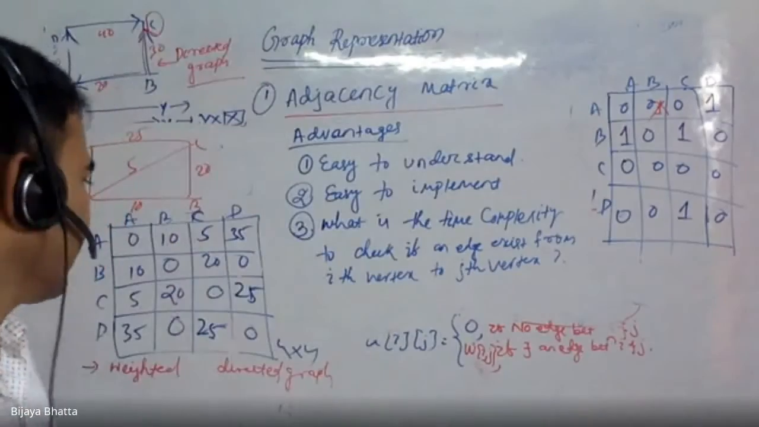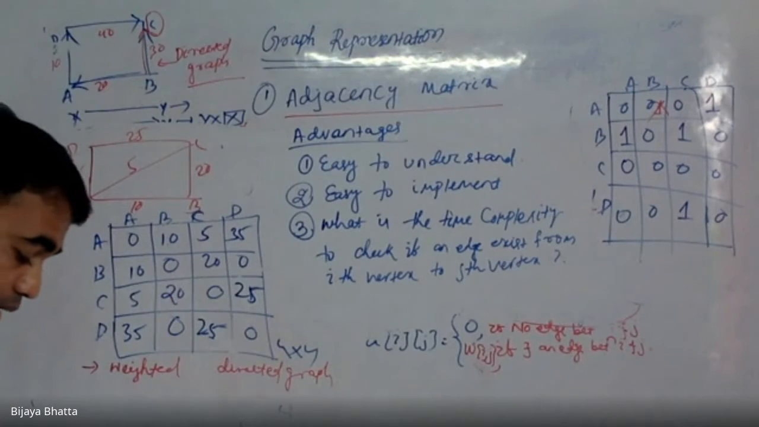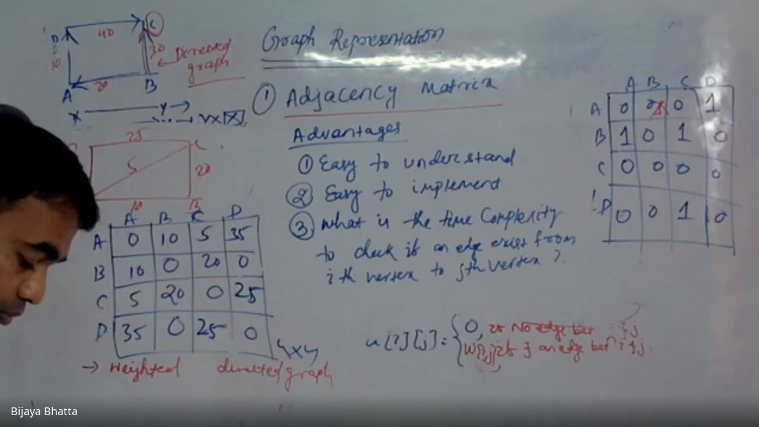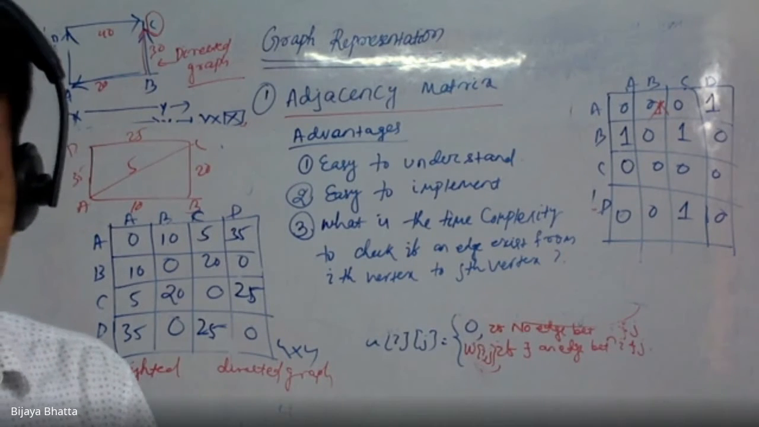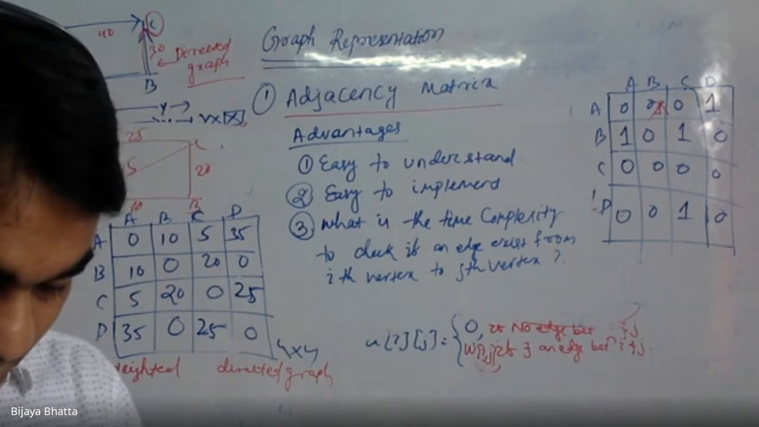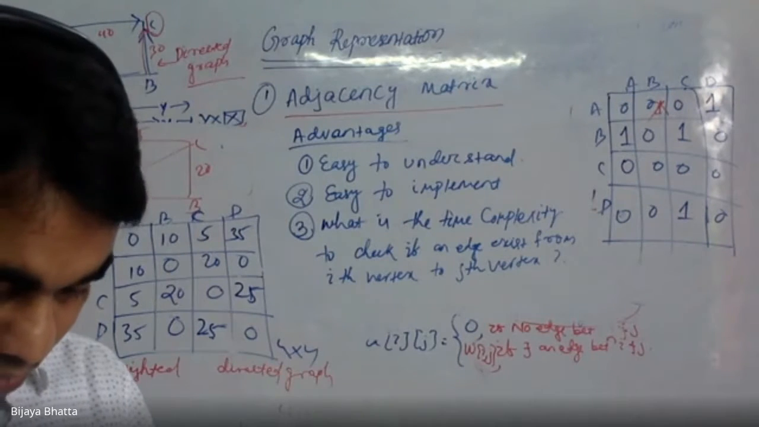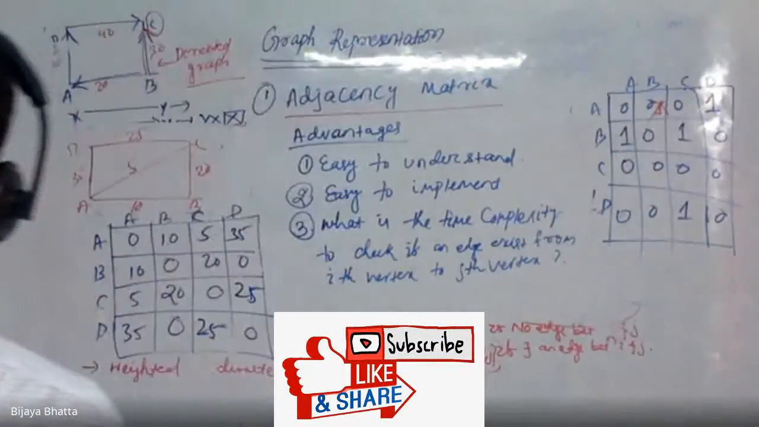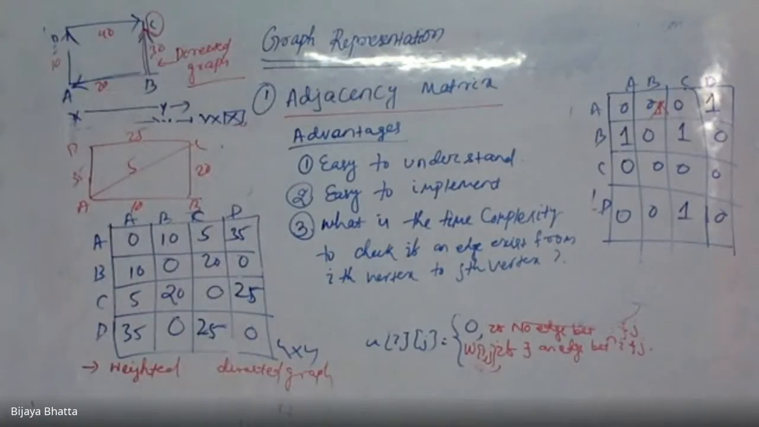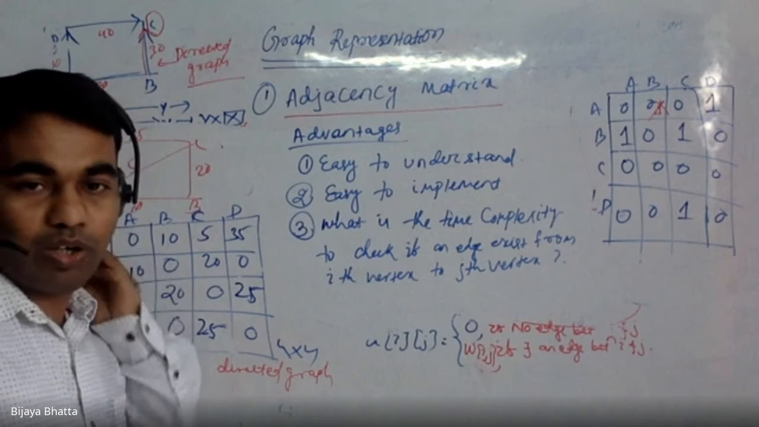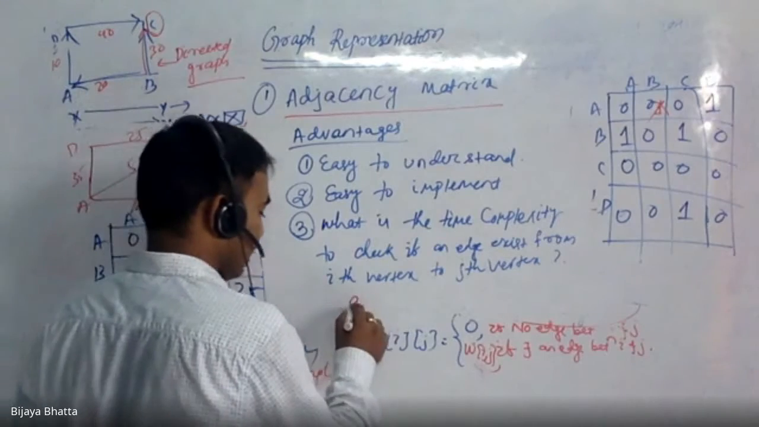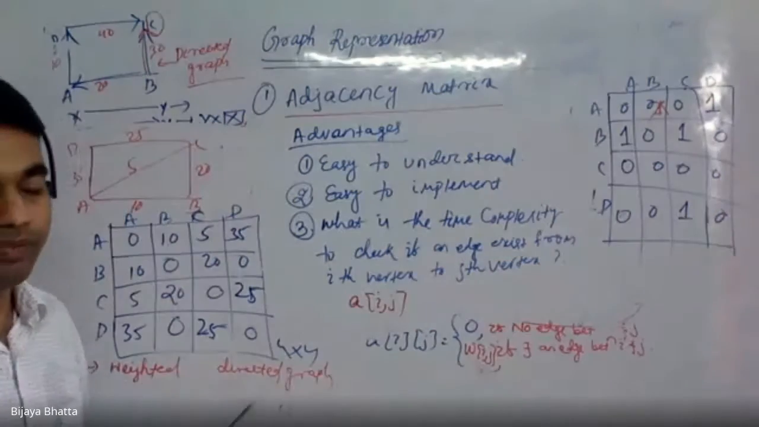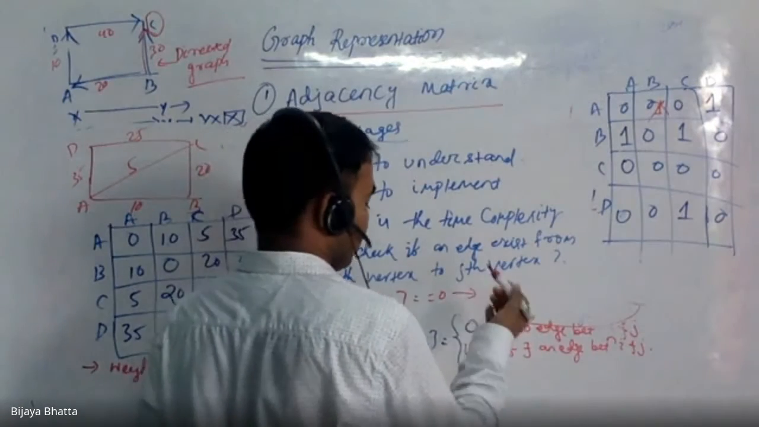Any idea? Okay, Sankas says order of E. No, right? Why would you need order of E? You will directly check A of ij. So what code will you write? If A of ij equal to 0, then your code will be like this.